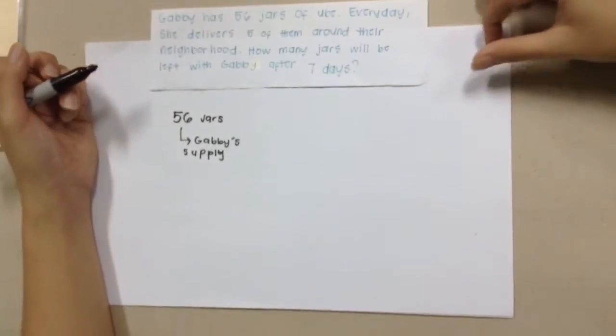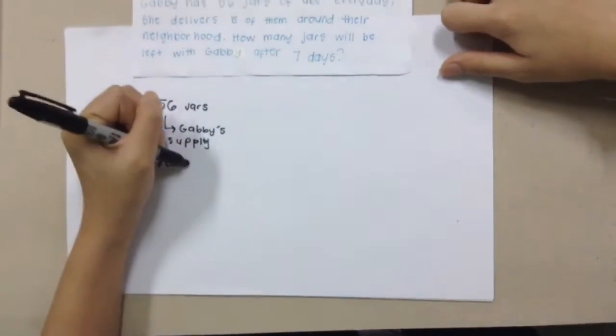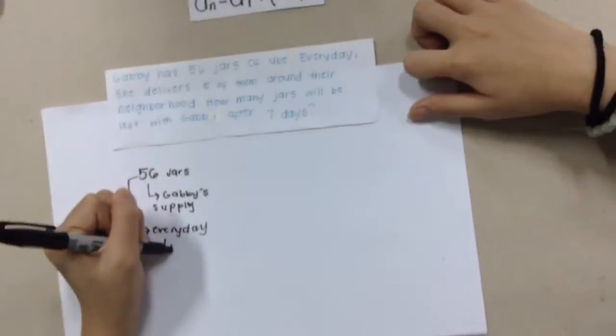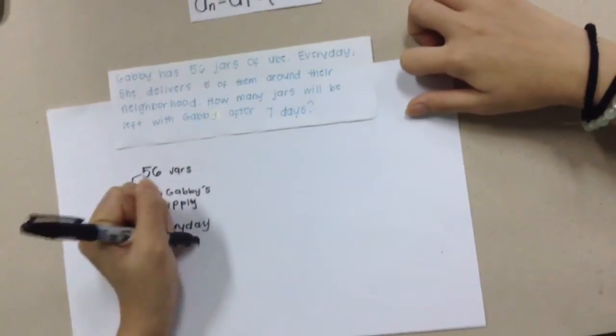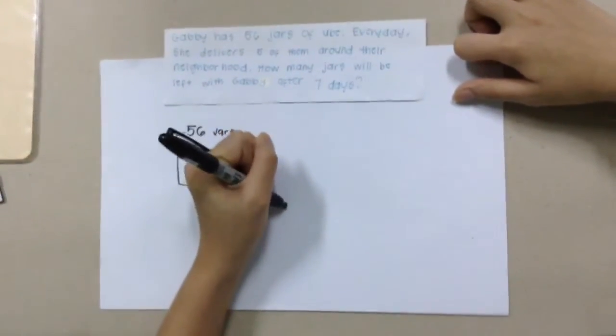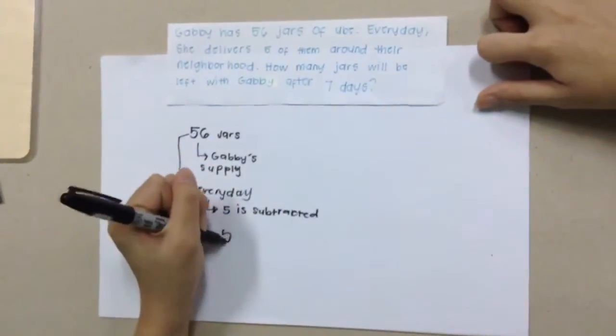So, the 56 jars of ube is Gabby's supply. Every day, she delivers 5 of them around the neighborhood, which means each time 5 has been taken away. And therefore, the common difference is minus 5.